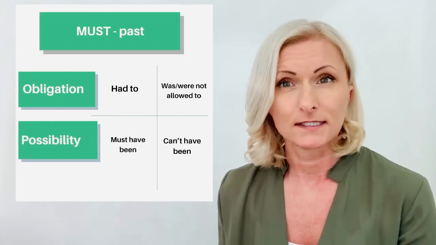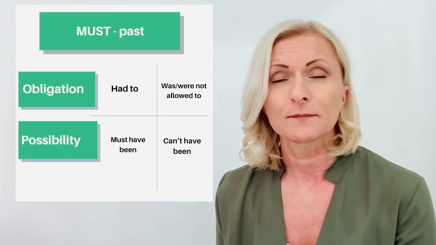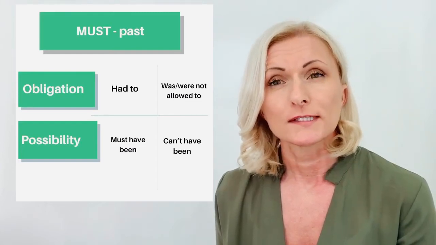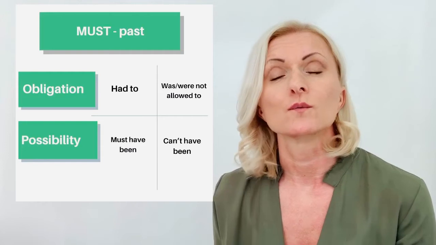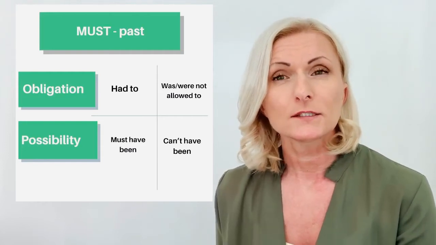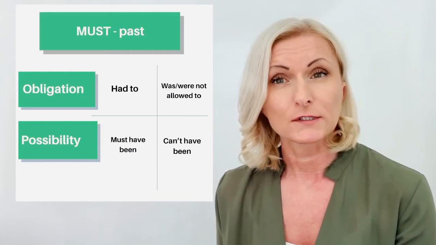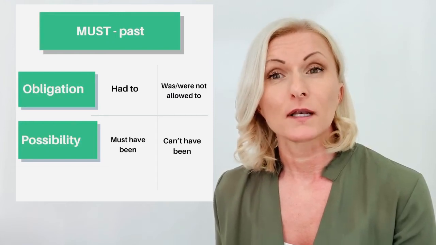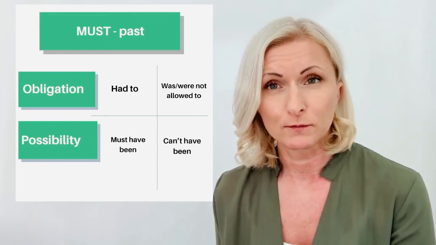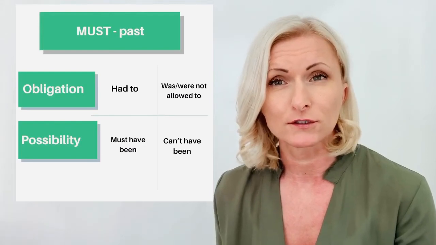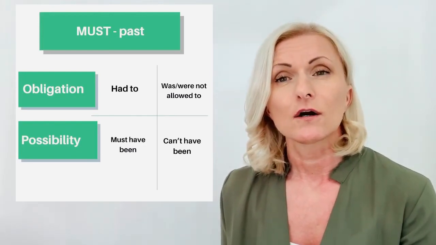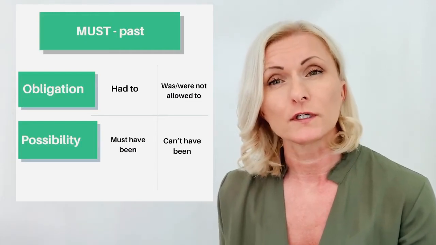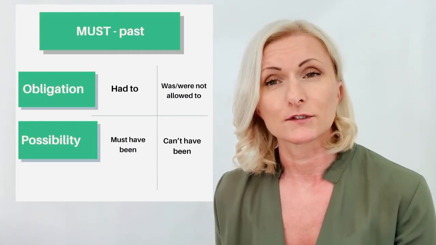It doesn't exist in the past. For the negative meaning, we are using was not allowed to or were not allowed to. In terms of the function possibility, we are using must have plus past participle form of the verb for a positive structure, and can't have plus past participle form of the verb for the negative structure.